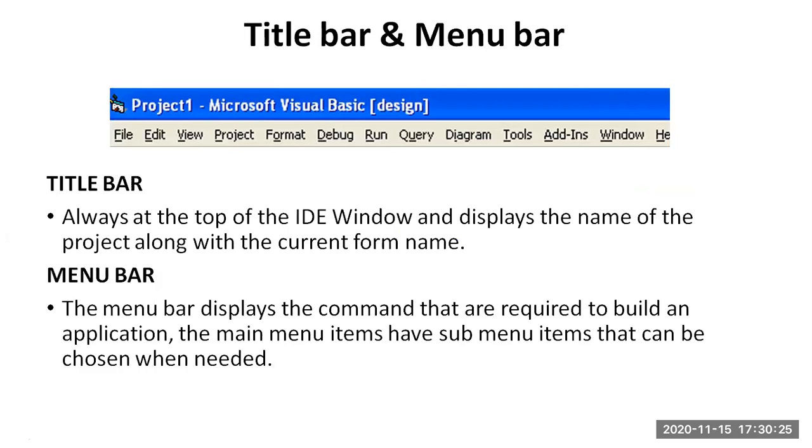Title bar and menu bar. The title bar is always at the top of the IDE window and it displays the name of the project along with the current form name. By default, Project 1, Microsoft Visual Basic Design Form 1 is displayed. The menu bar consists of the commands required for developing, maintaining, and executing programs with VB. Menus are groups of related capabilities from which a user can select required choices.